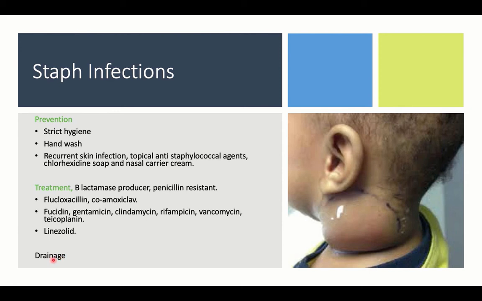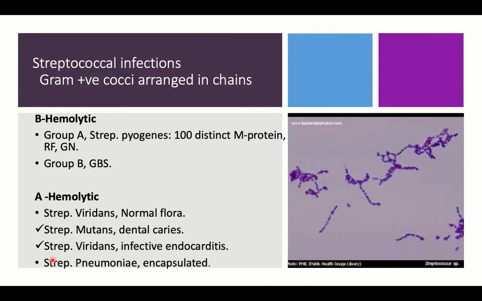Finally, drainage is indicated for suppurative infection. The second organism is Streptococcus or Streptococci. They are gram-positive cocci, which are arranged in chains like that. I remember that I had a question in the exam asking about this.